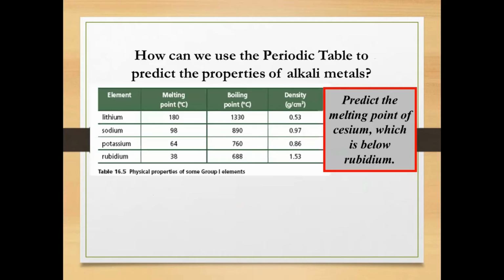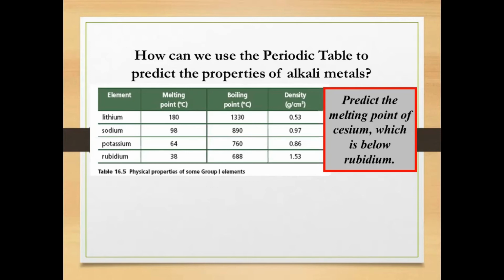Just predict the melting point of cesium, which is below rubidium. Cesium is the next element in the group, after rubidium. So we just have to predict the melting point of cesium. How can we predict? You can see in the melting point that it is decreasing as we move down the group. So when cesium is next to rubidium, definitely the melting point of cesium will be below 38. Got it? So we have to check like this.